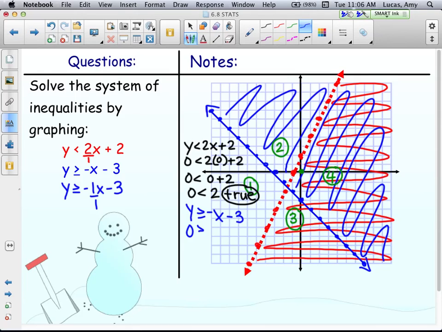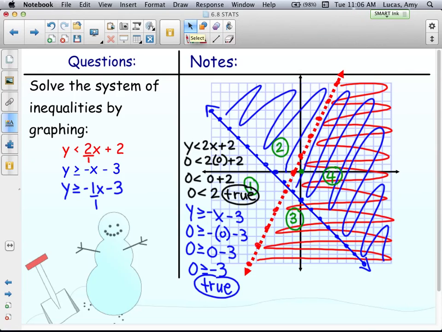Then I'm going to substitute in my other one. 0, 0 again. Well, the opposite of 0, or -0, is just 0. 0 minus 3 is -3. 0 is bigger than -3. True again. So the region that I've shaded twice is the correct solution.